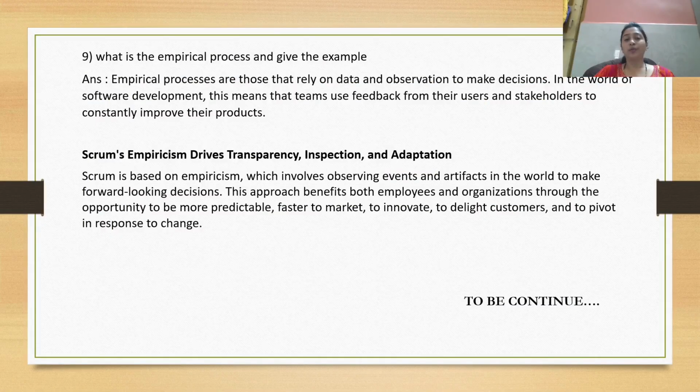So it is related to empirical process now. So what is empirical process, and give the examples.